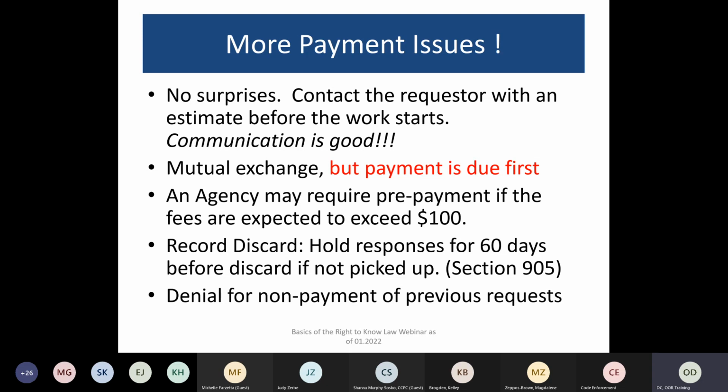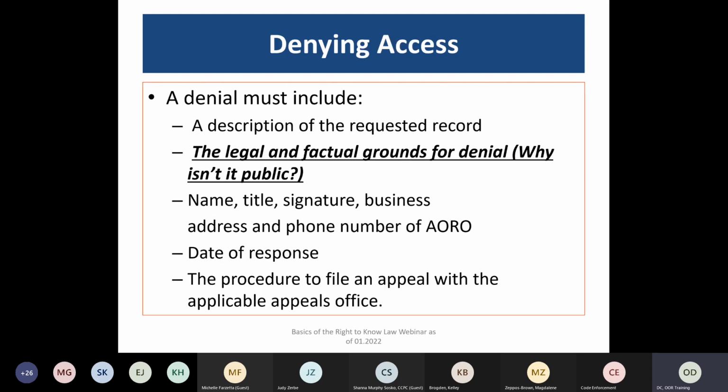But you can deny a right to know request if there are outstanding fees, and there's no statute of limitations on this. They don't go away after a month, they don't go away after a year, they don't go away after 10 years, okay? So keep that all in mind. Okay, let's say we didn't make it through the obstacle course and we are denying the request. Okay, well, remember what I said about meeting your legal burden? Here's where it becomes important, because you have to generate a denial letter.